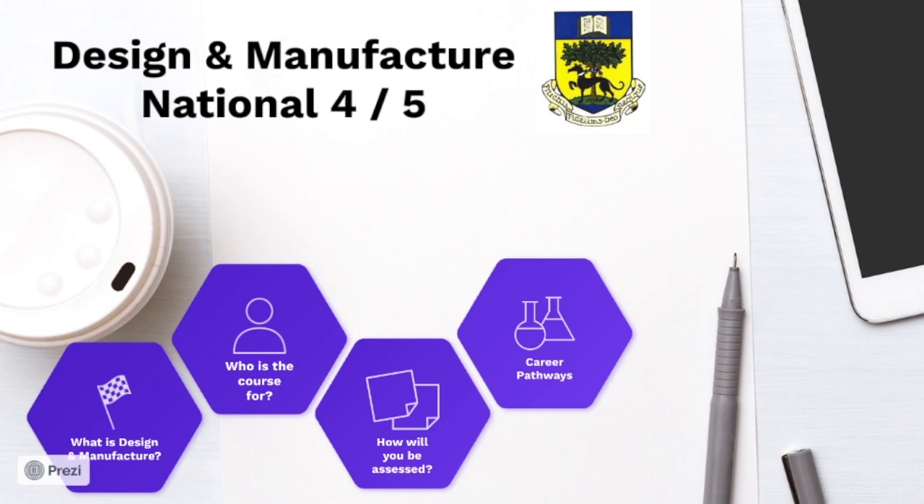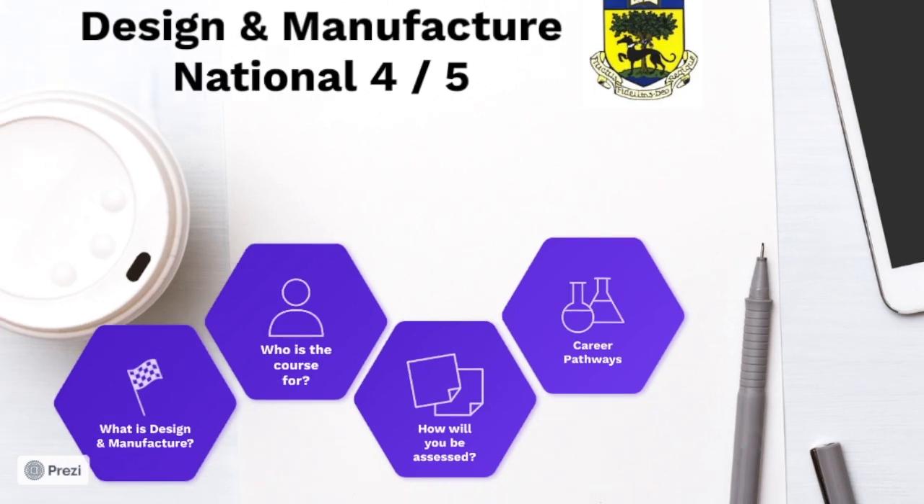Hi guys, it is Miss McKeeman here and I'm here today to talk to you about one of the courses that you can pick going into S4 next year, and that course is Design and Manufacture National 4 and 5. So we're going to have a wee look at 4 key aspects today, and the first one we're going to have a look at is what is design and manufacture.